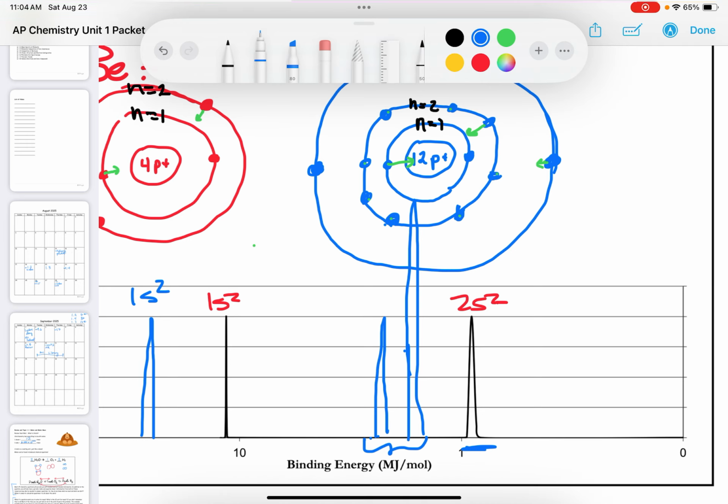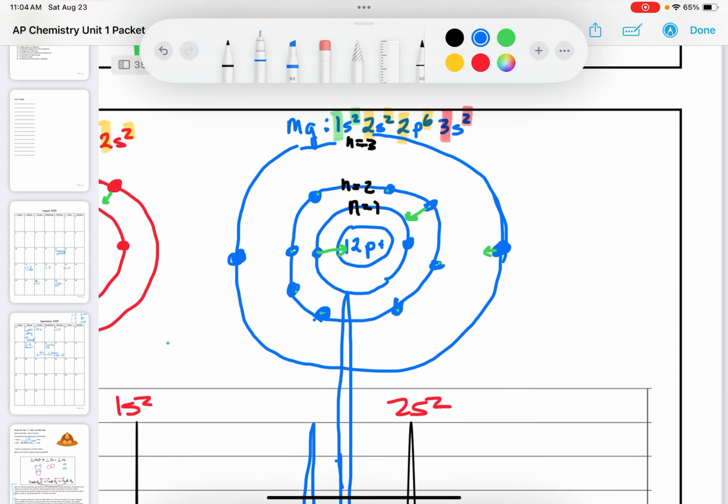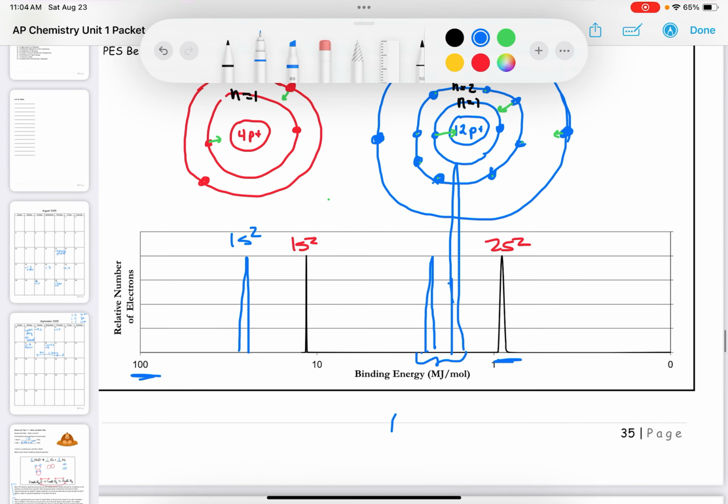And then the last thing we have to do is we have to include our 3s2. And these ones are further away from the nucleus and they have way less attraction, way lower binding energy. And so then, oops, I did the wrong color. And it's got to have the right height as well. That's the peak height that represents 2 electrons. So there's my 3s2.